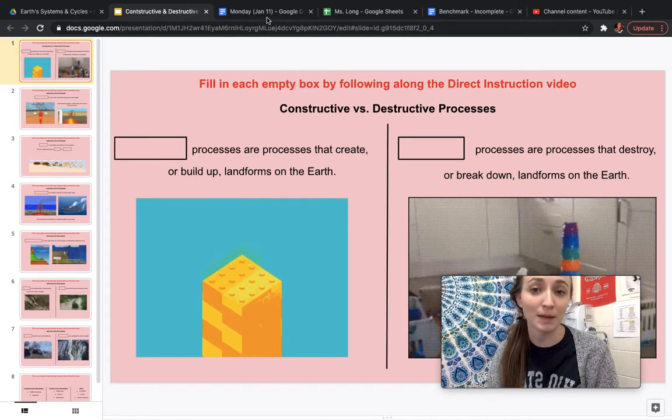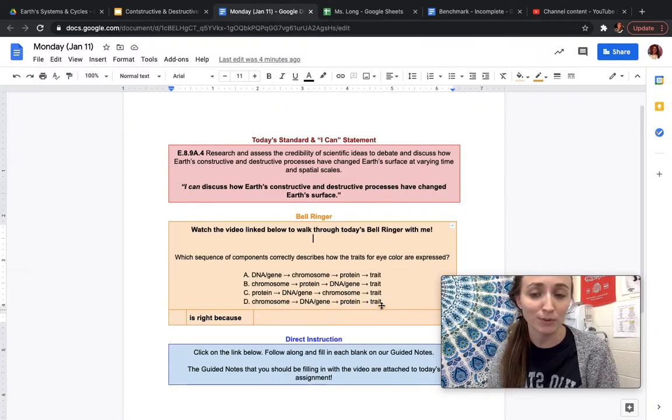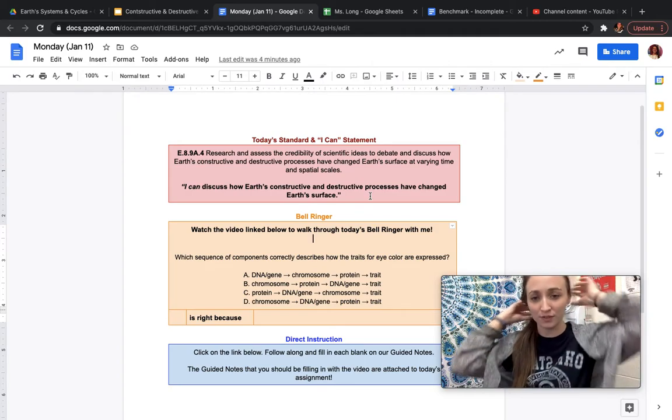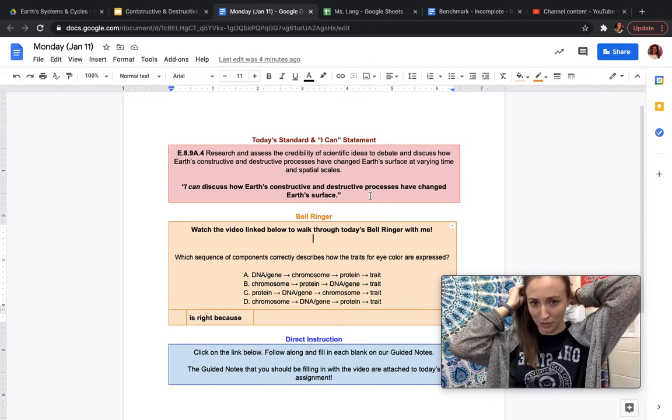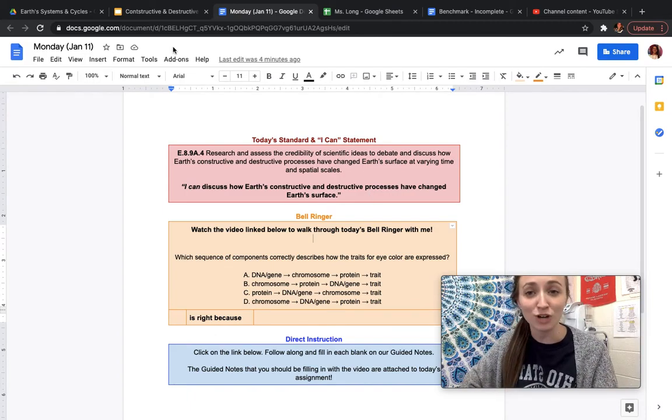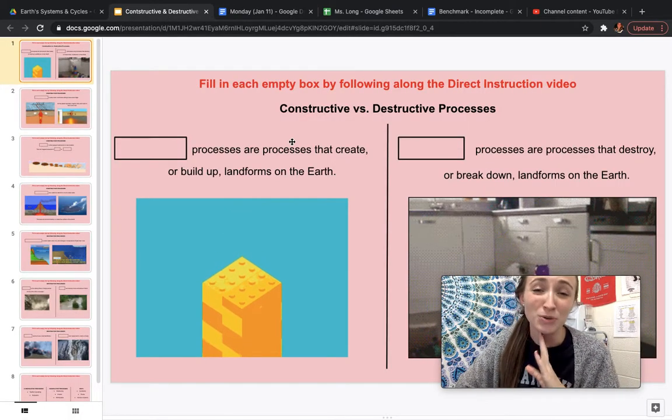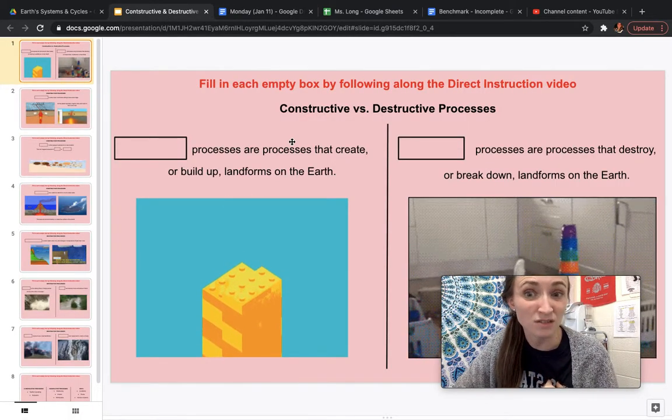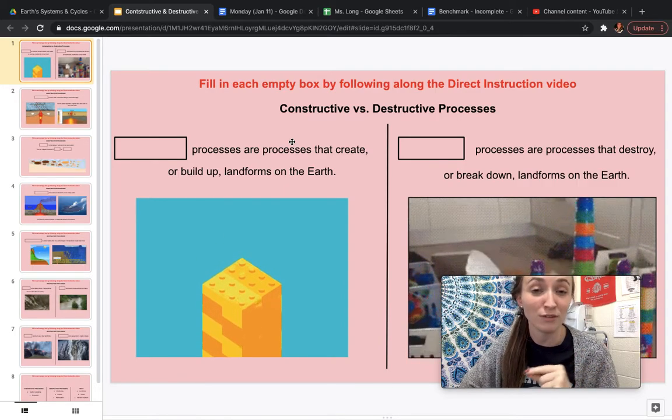So what we're going to talk about today, actually let me go back so we can read it. Today we're going to be able to discuss how Earth's constructive and destructive processes have changed the Earth's surface. So I hear two new words for us, constructive and destructive, but honestly, between you and I, the standard is really easy, so I don't worry about us flying through this.